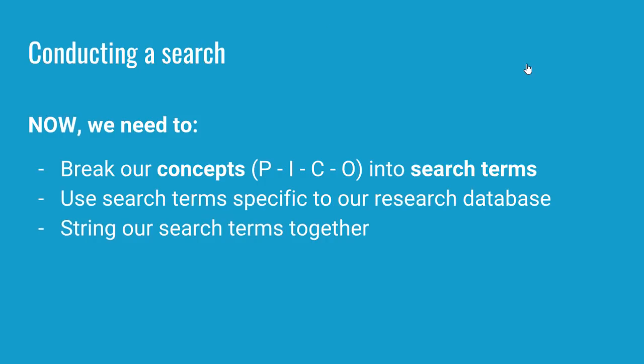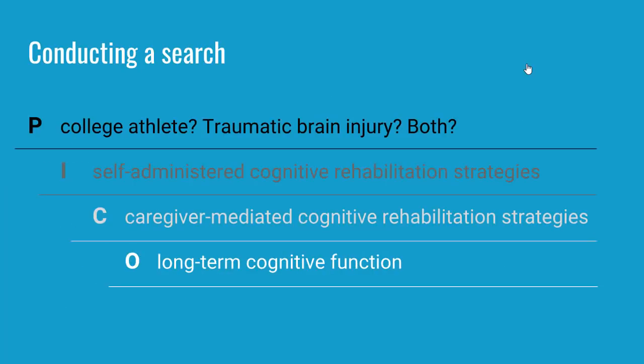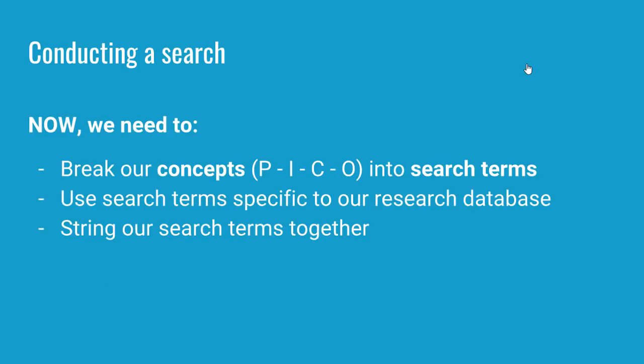The next thing we want to do is break those categories, or concepts, which we'll refer to in class as concepts, into search terms. So you go from the question here, down to breaking it into individual components, and then from components into concepts and search terms. We're then going to use search terms specific to our research database. You might want to think about right now, if this were your PICO question, what databases do you think would be most useful? Where would you go for background information? Where would you go for systems level information? And then string our search terms together. That's going to be the ultimate goal.